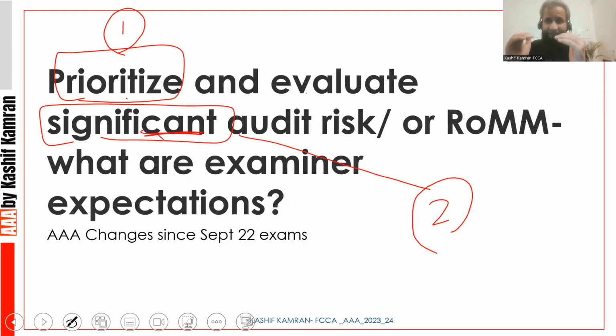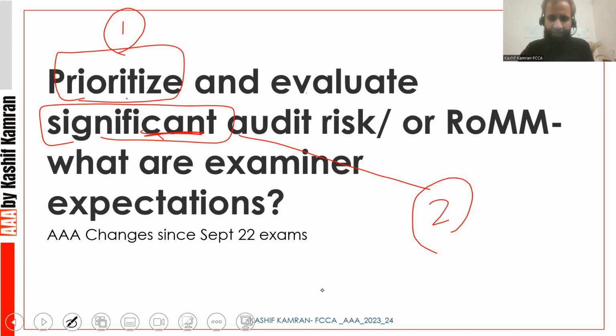So if you're writing 5 significant risks, you need to arrange them in order. That's where you're meeting the expectation of prioritization. Let's see, what is the success criteria of prioritization? What can you do best to impress your examiner that you did prioritize the audit risk? It's easier.